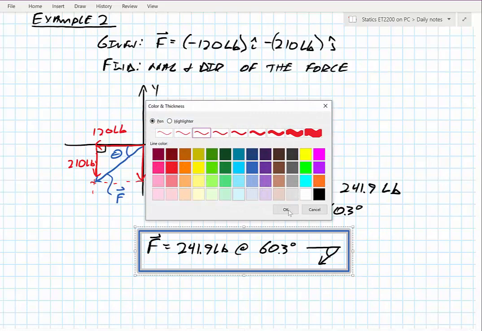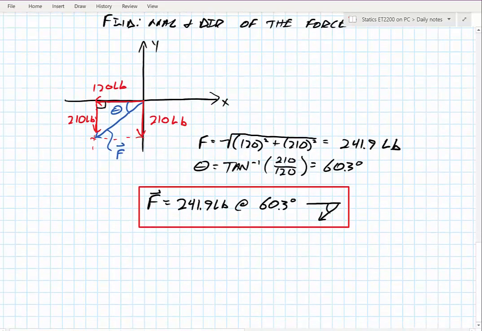I don't know why I suddenly have blue. Let's make that red. Groovy.